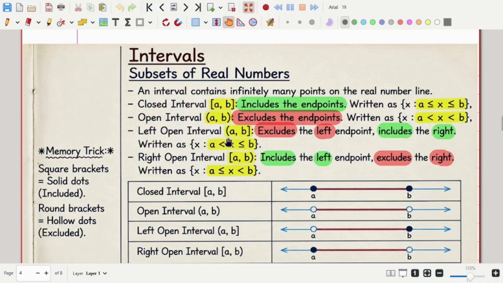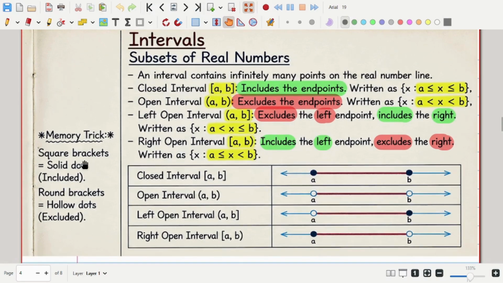Left open means a round bracket on the left side and a square bracket on the right side. So left open interval means exclude the left endpoint and include the right endpoint. Right open interval means use a round bracket on the right side and a square bracket on the left side. This means include the left endpoint and exclude the right endpoint. So solid brackets, meaning solid dots, mean include, and round brackets, meaning hollow dots, mean exclude.